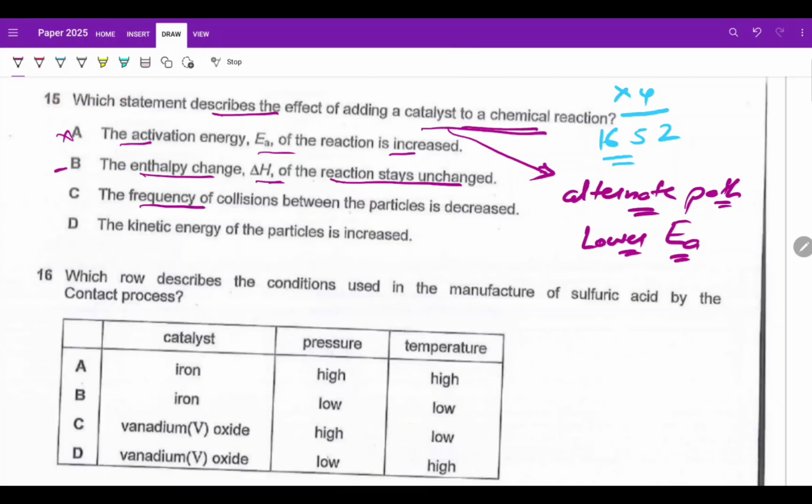The frequency of collision between the particles is decreased. No, frequency of collision between the particles will not decrease. Kinetic energy of particle increase. No, catalyst cannot affect the kinetic energy. Hence the correct answer is enthalpy change, delta H of the reaction remains unchanged.